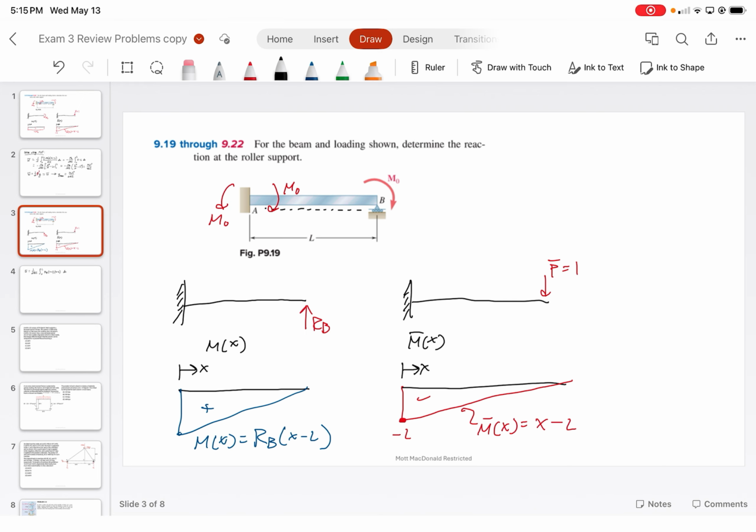Because P bar is about our assumption that we're making. If you wanted to change it to where P bar is equal to 1 going upwards, then the value would just end up being positive. Does that make sense?